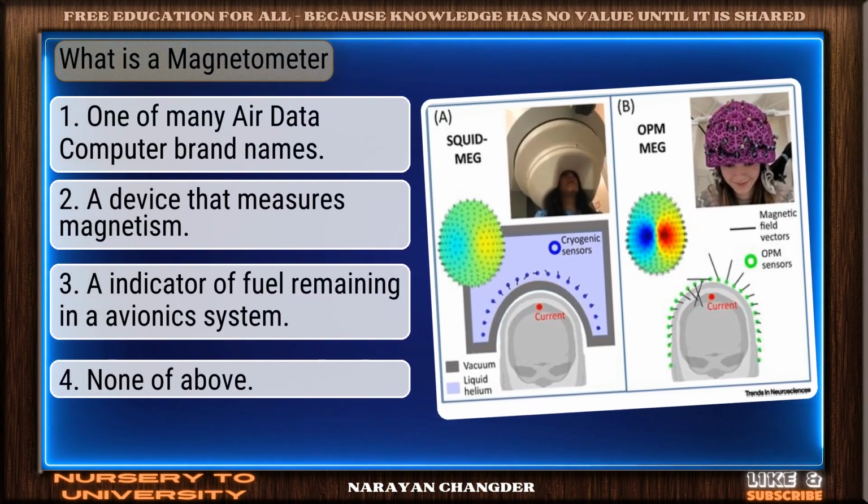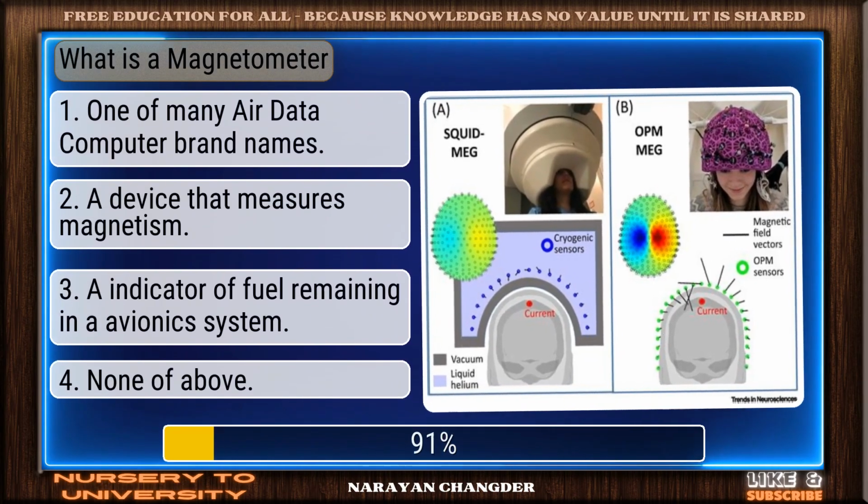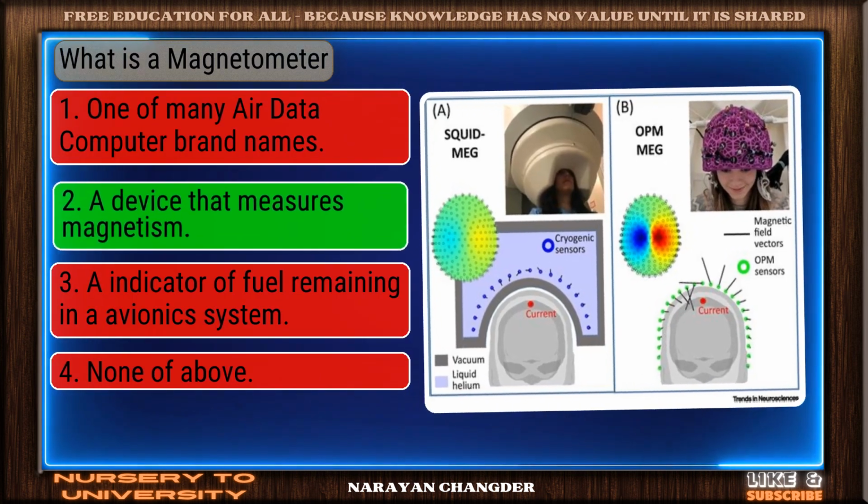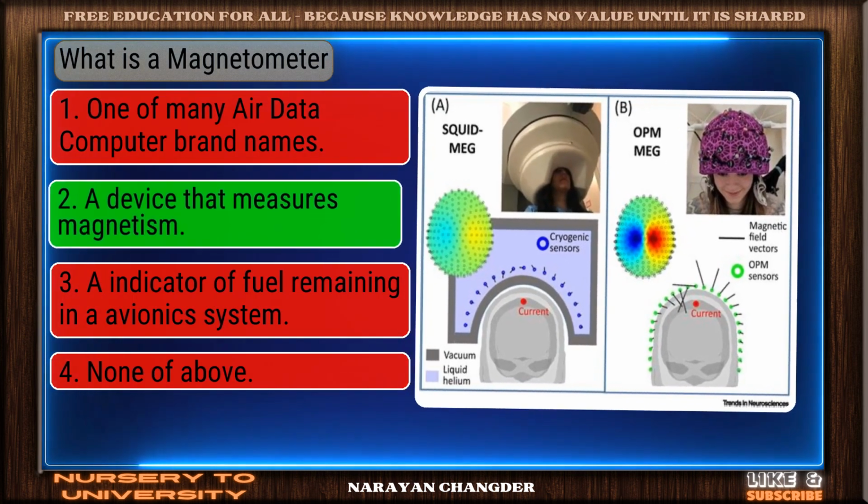What is a magnetometer? On track. A device that measures magnetism is the correct answer.